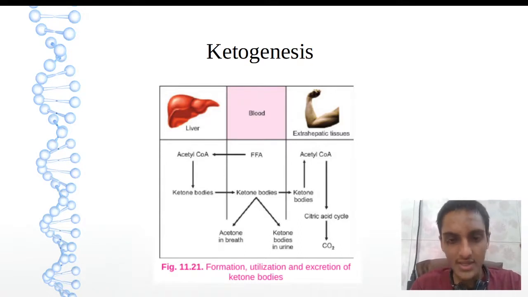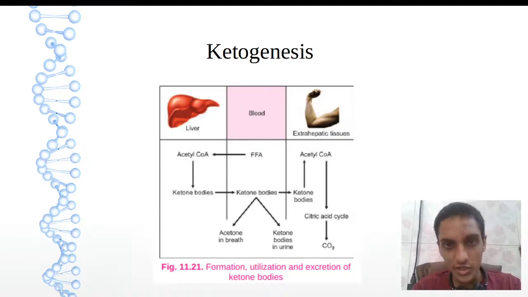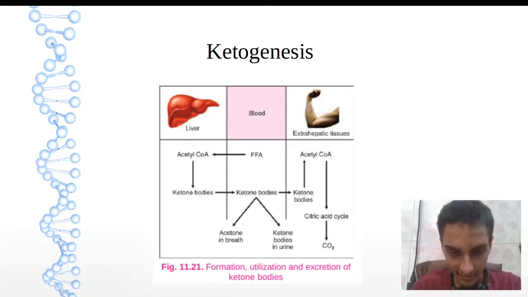Now ketone bodies enter the blood and from there it will go into the urine as ketonuria, and it will be excreted through the lungs as acetone, which has a sweet fruity smell. This is called Kussmaul's breathing. Please remember this name, Kussmaul's breathing, that is acetone breath.